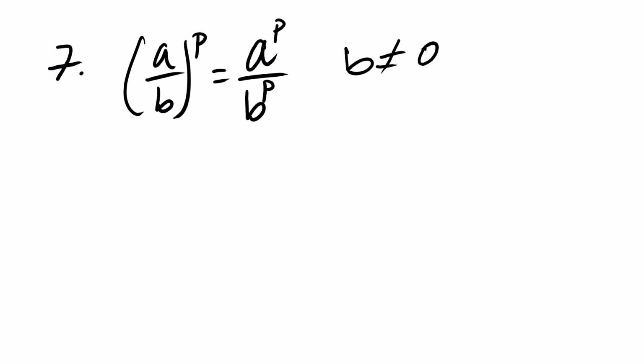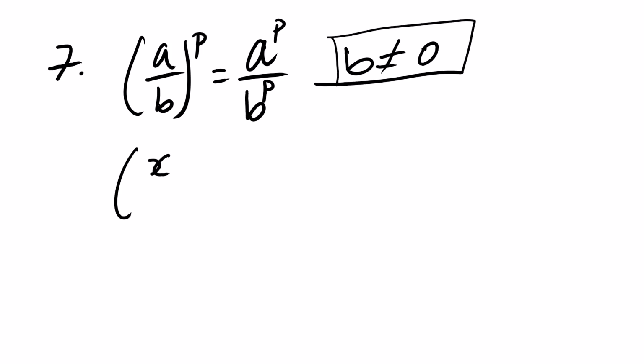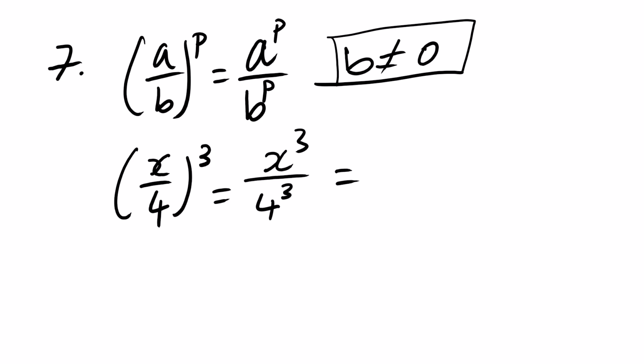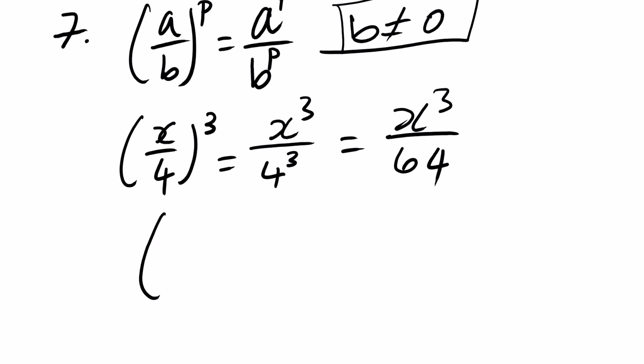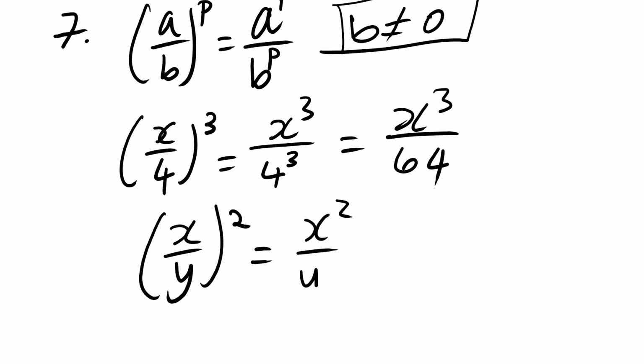Our next law is similar to the previous one, but you can see that instead of multiplication, we have a division sign. So a over b raised to the power p is the same as a to the power p over b to the power p, if and only if b is not 0. So examples, x over 4 raised to the power 3 is the same as x to the power 3 over 4 to the power 3, which equals x to the power 3 over 64. x over y, all squared, is the same as x squared over y squared.